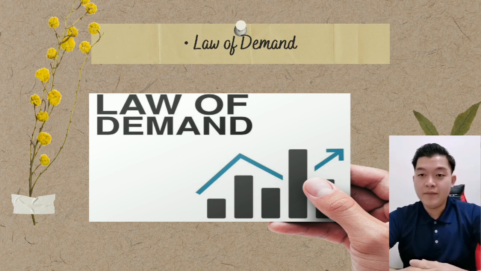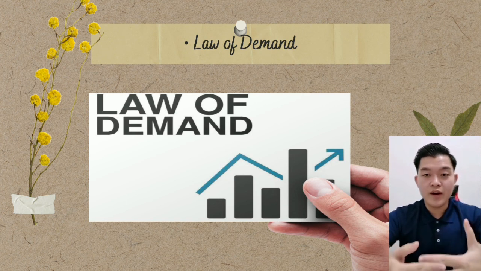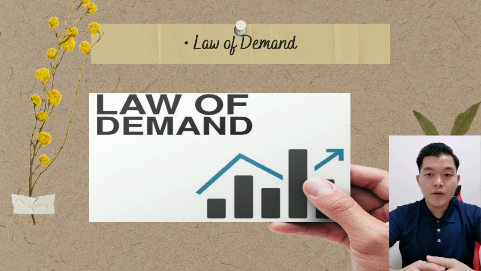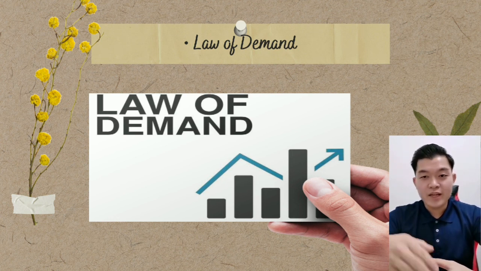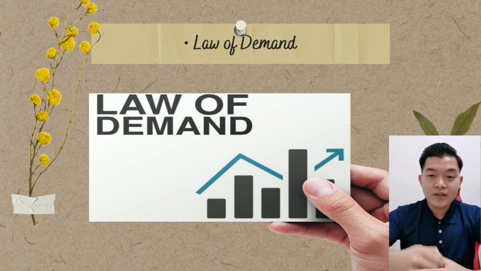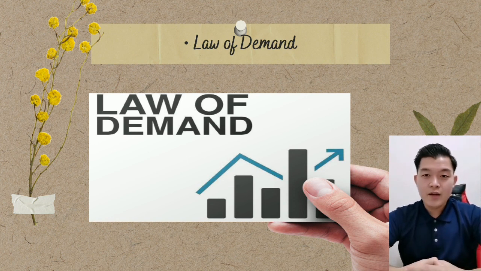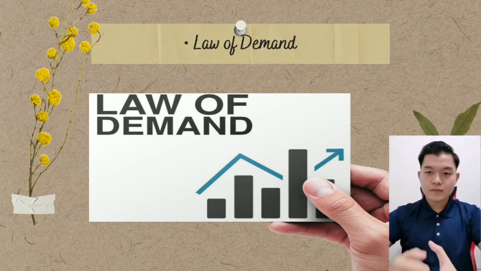The law of demand asserts that price and quantity demanded have an inverse relationship. For example, when the price increases, the quantity demanded will decrease. When the price decreases, the quantity demanded will increase. This is normal human behavior. It is common sense that individuals behave in this manner.